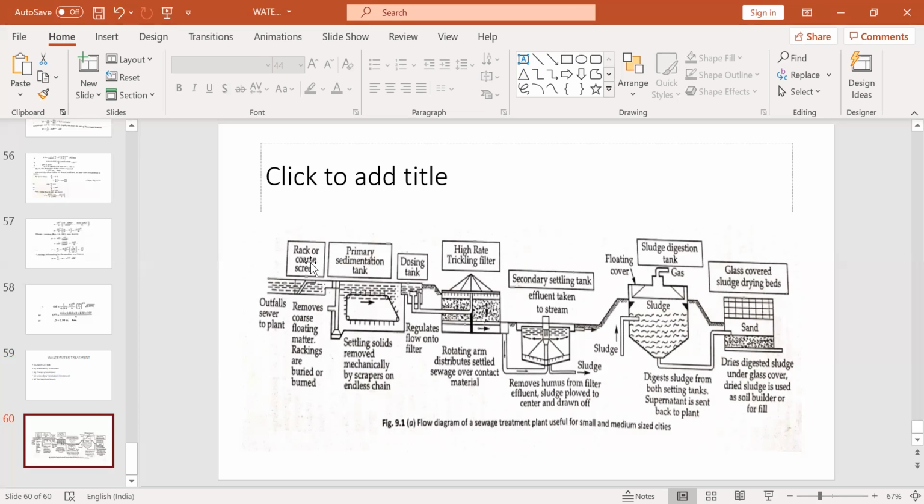Sometimes after the coarse screen you have a medium screen and fine screen for other finer particles to get screened. So what it does is it removes the coarse floating matter. Okay, rackings are buried, and whatever is screened here is collected and incinerated or buried. Okay.